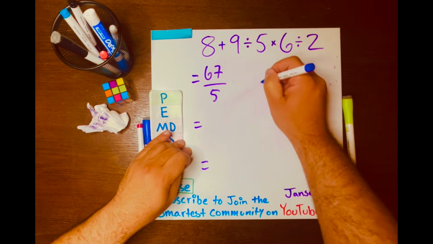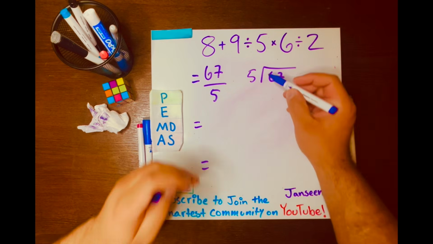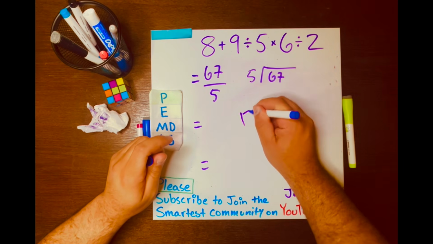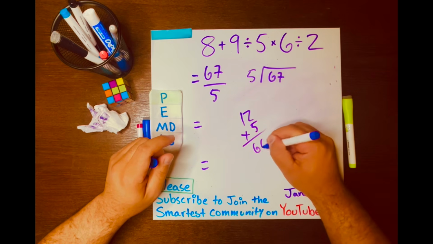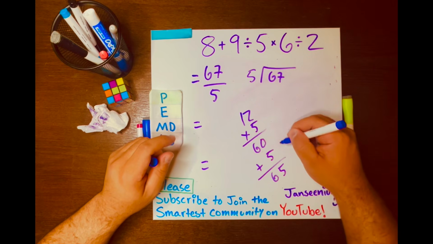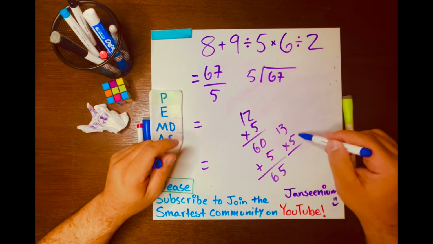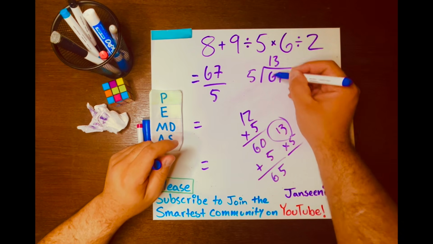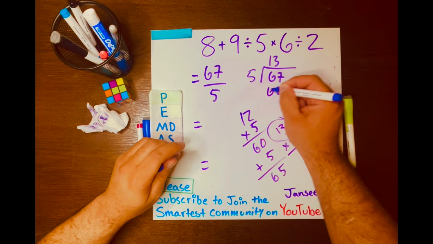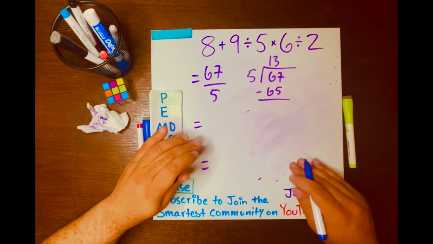Here's the long division. The 67 goes inside, that's the dividend, and the 5 is the divisor. How many times can you fit 5 into 67? So I know 12 times 5 is 60. So another 5 is 65, meaning that's 13 times 5. So that is what I'll use, 13. And I already multiplied 13 times 5, which is 65. And then you subtract. So 67 minus 65 is 2.